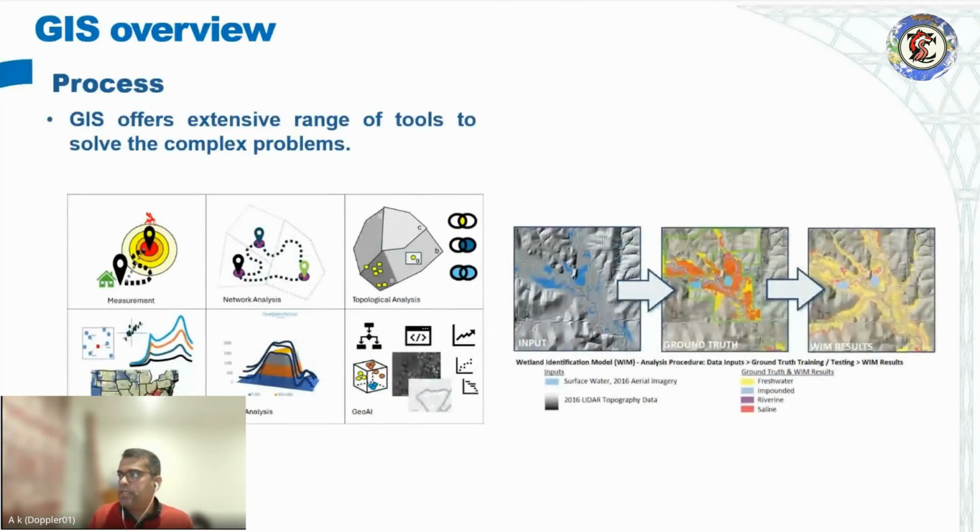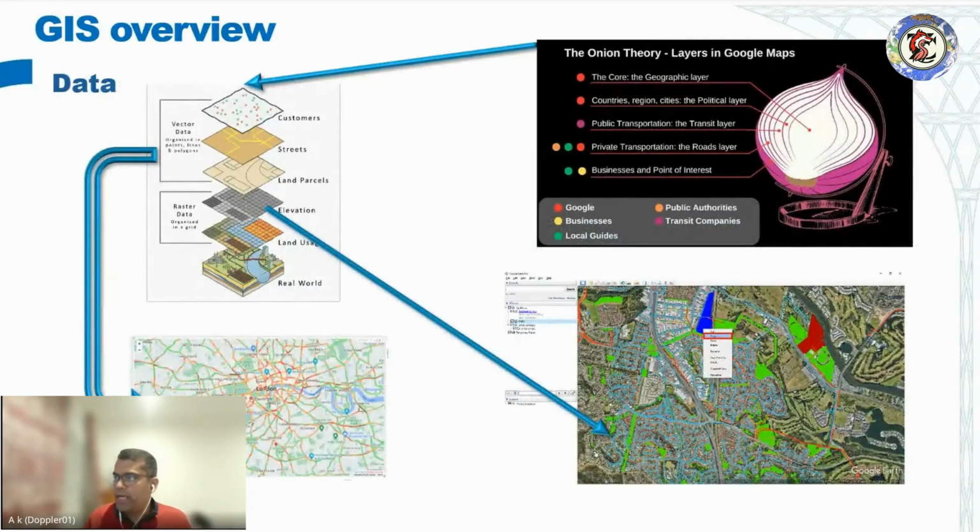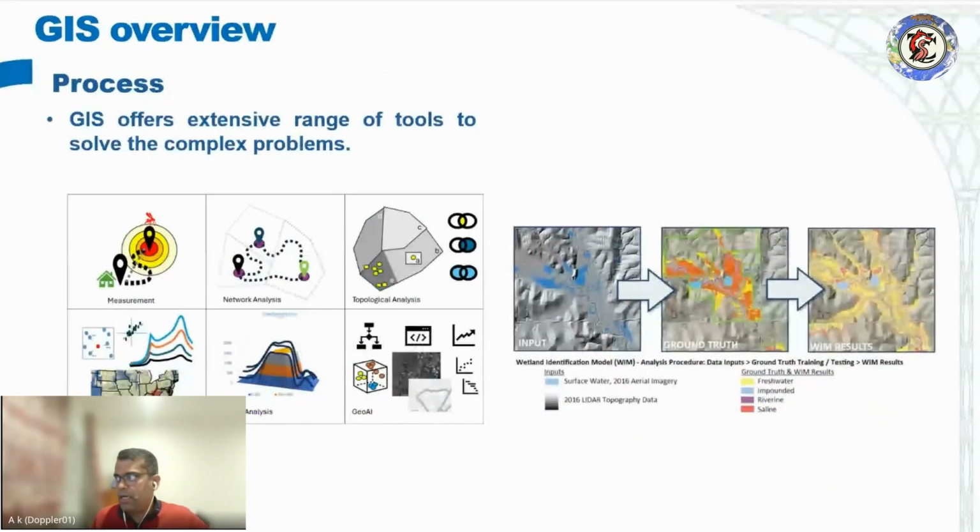Next part, once you have got all the data, once you have collected all this information, next comes the process part, which is a set of tools or different algorithms that the software has, and it has literally thousands of processes and algorithms, which allow you to run a lot of statistical analysis tools.